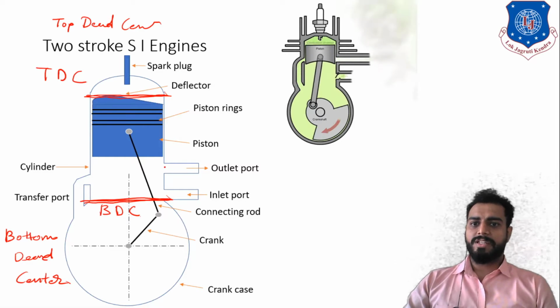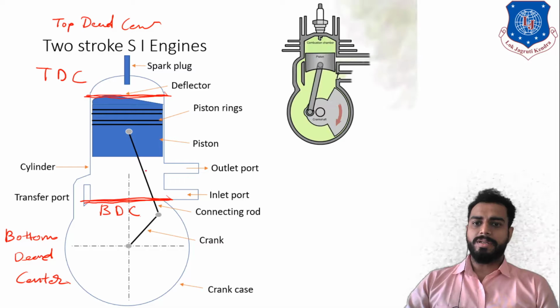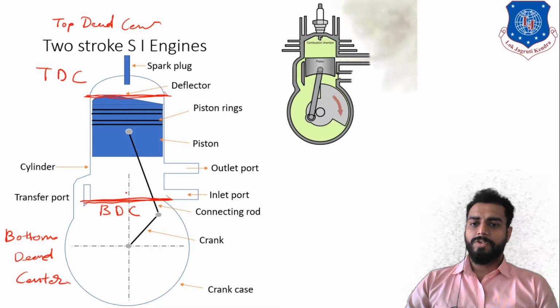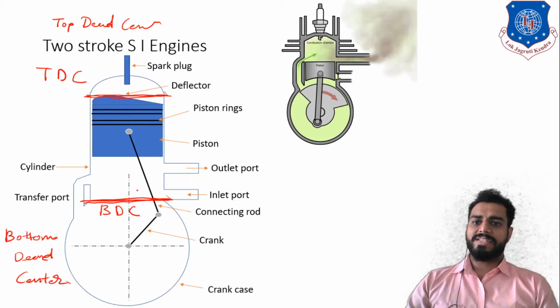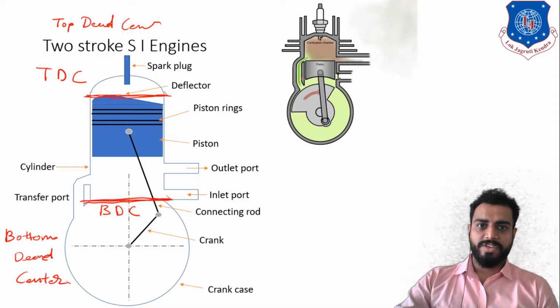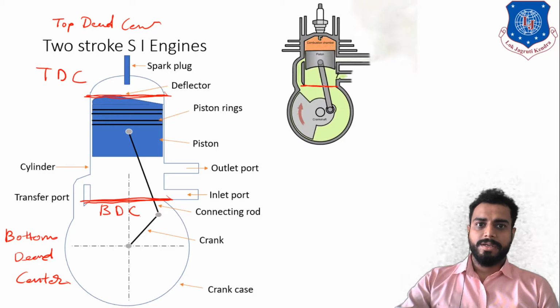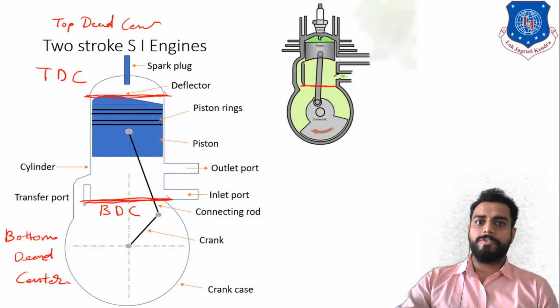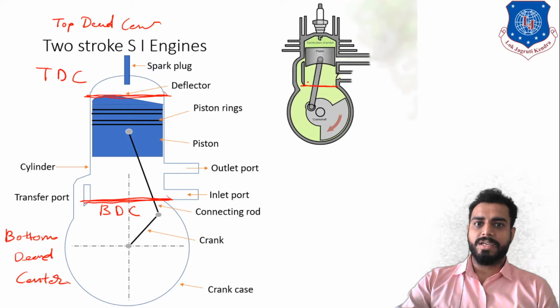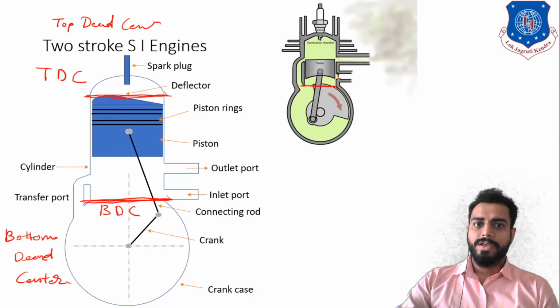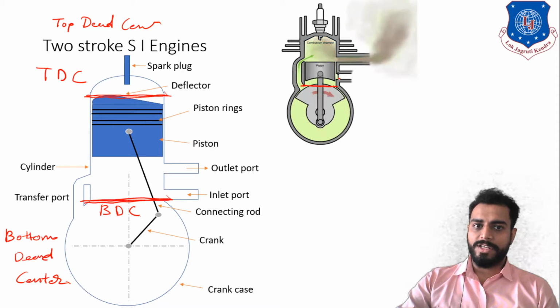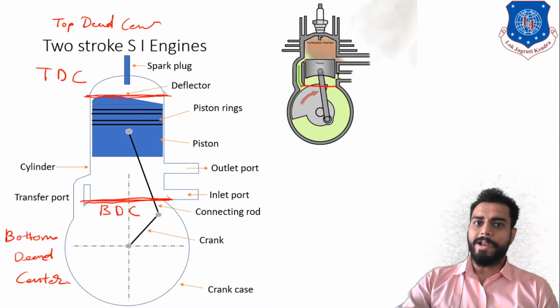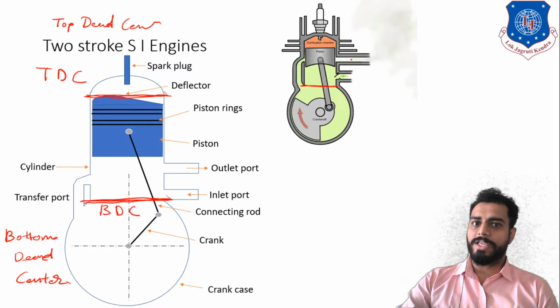Now, let's understand the working of the same. Simple. Initially, the piston will be assumed at bottom dead center. Like here, you can see in this figure. When the piston is at bottom dead center, then what will happen? At that particular position, your transfer port will be opened. When the piston is hitting the BDC, your inlet port is closed, transfer port is open, and exhaust port is also open.